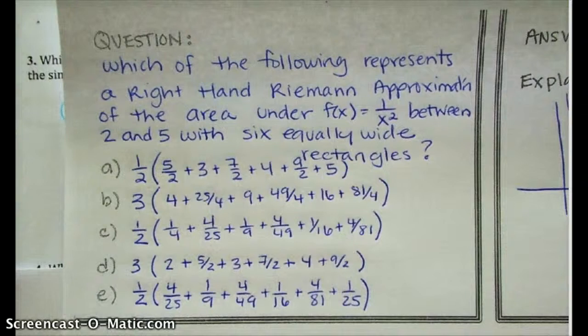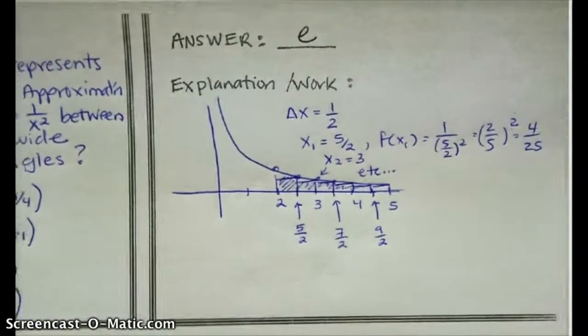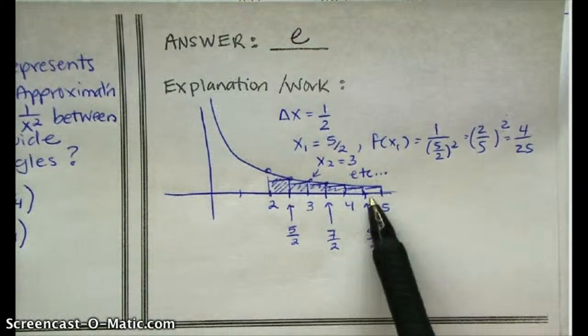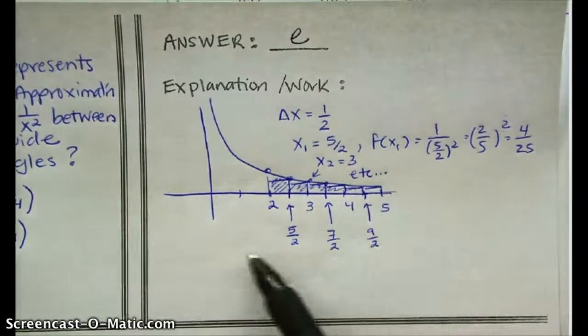So the correct answer here is E, and I'll let you look at it here before I show you the explanation so you can just confirm. And the reason is your delta x is going to be 1/2. You're going from 2 to 5, and you want 6 rectangles, so I divide them all in half.